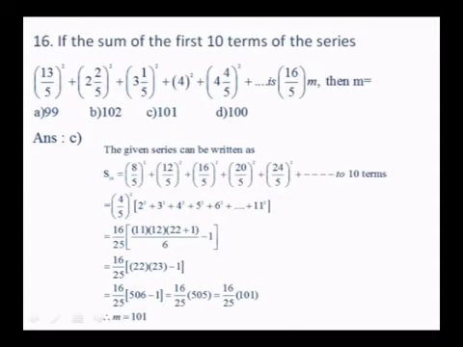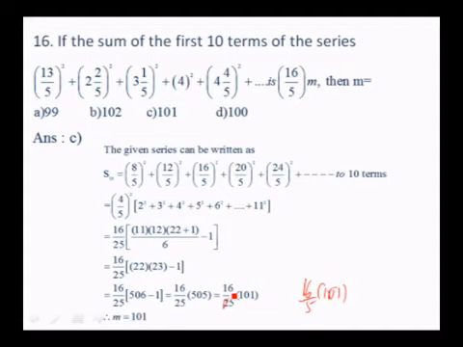Here, if you cancel the 5 in the 16 by 25, you get 16 by 5 into 101. So the answer is m is equal to 101. He has given 16 by 5 m and asked what m is. It is m is 101.